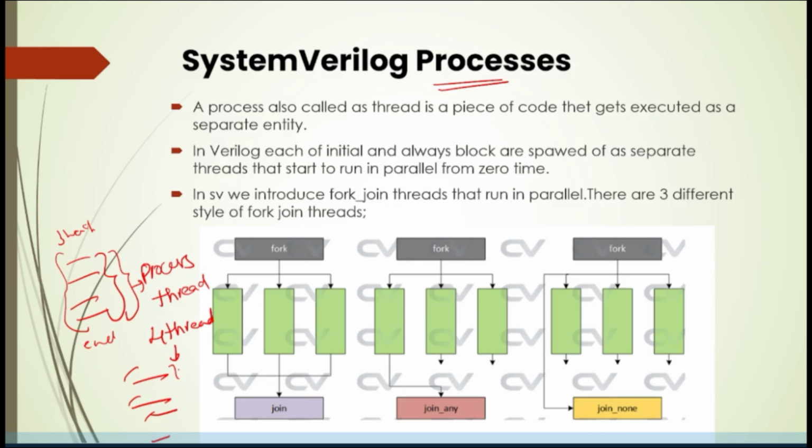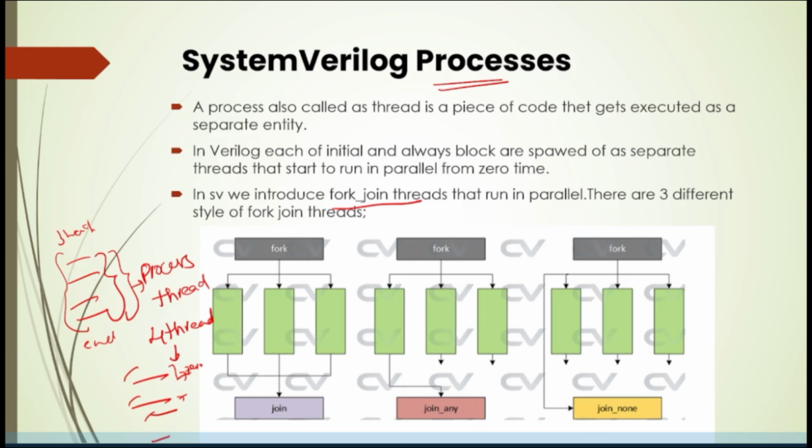That means all the four processes will be starting at zero time interval only. So this is about the SystemVerilog process. In SystemVerilog, apart from initial and always blocks that we have seen in Verilog, we have introduced much more advanced versions, which are fork join threads in SystemVerilog. So these fork join threads will be running in parallel.